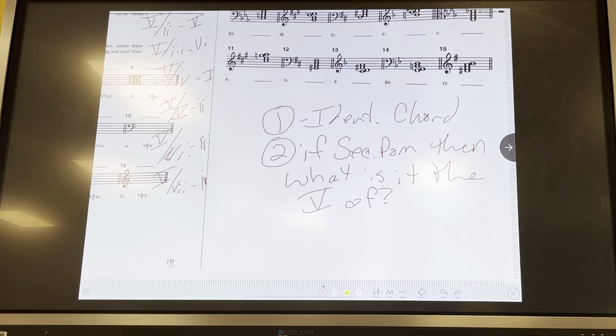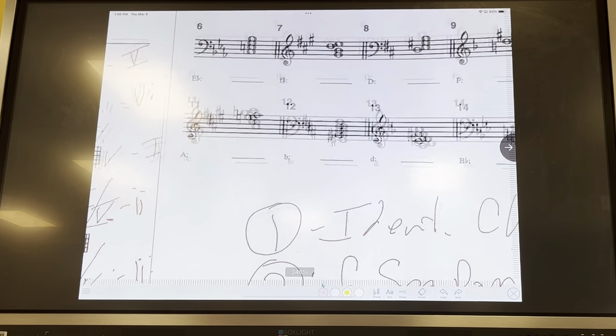What's the 3rd step? What is the new tonic, the something of? So what is the new tonic in the old key, right? And that's how you get that bottom, the denominator. All right, do we understand those steps? What is the new tonic in the old key?